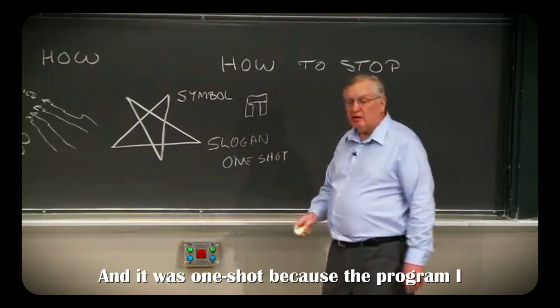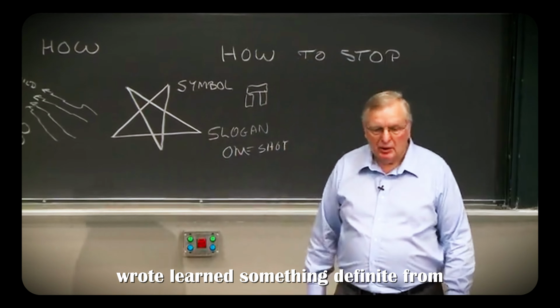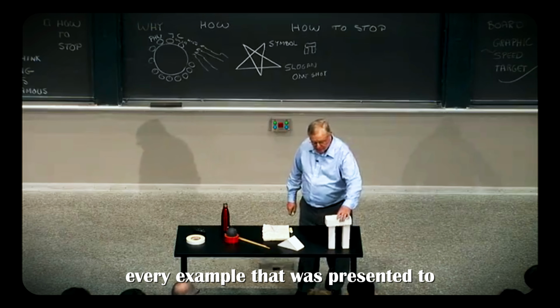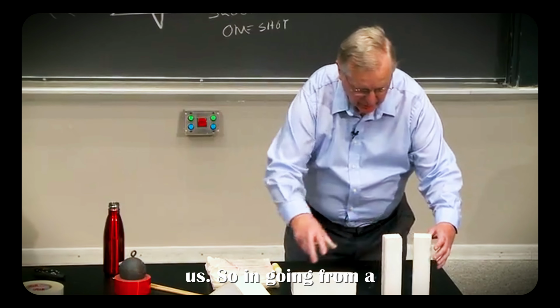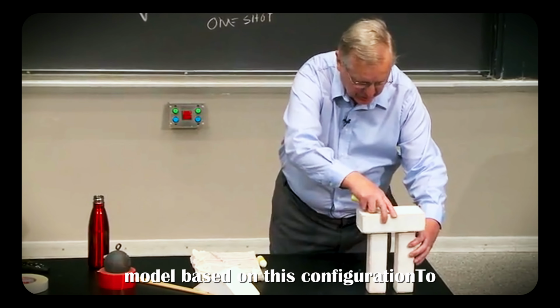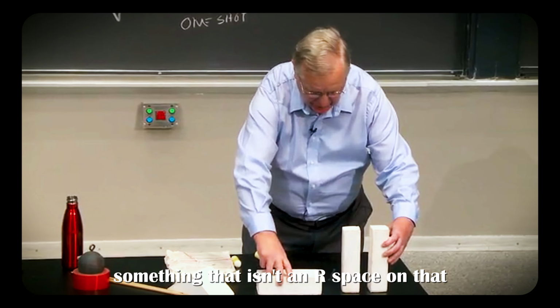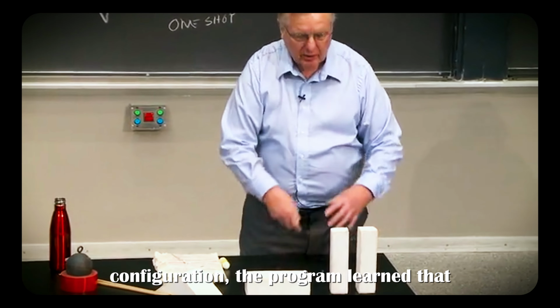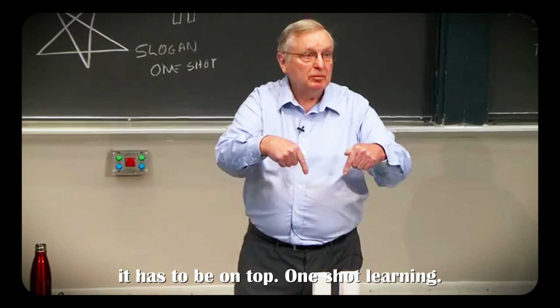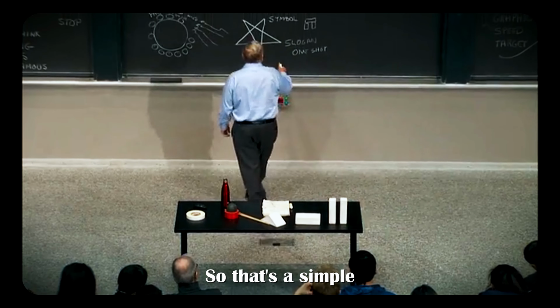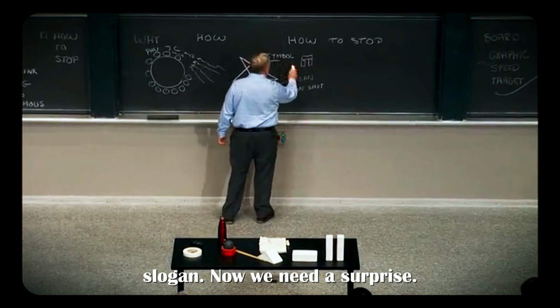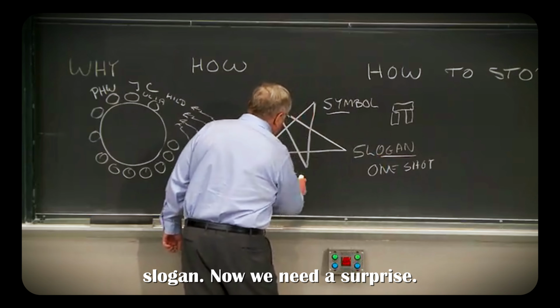And it was one shot because the program I wrote learned something definite from every example that was presented to it. So in going from a model based on this configuration to something that isn't an arch based on that configuration, the program learned that it has to be on top. One-shot learning. So that's a simple slogan, and now we need a surprise.